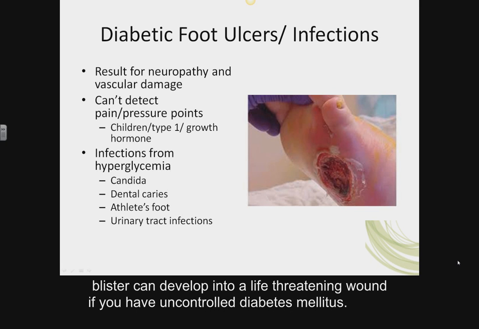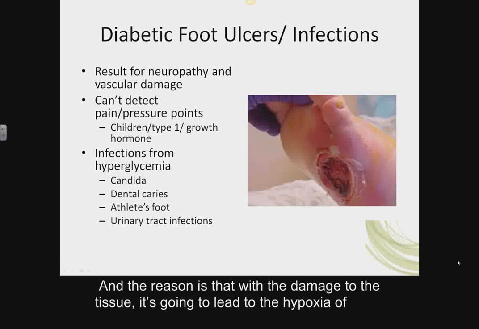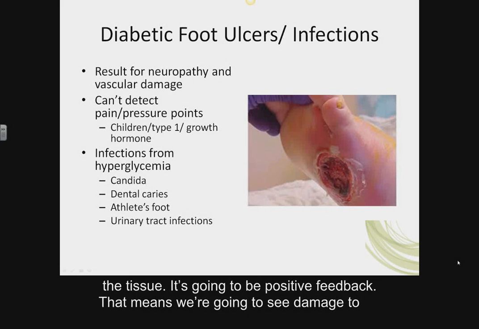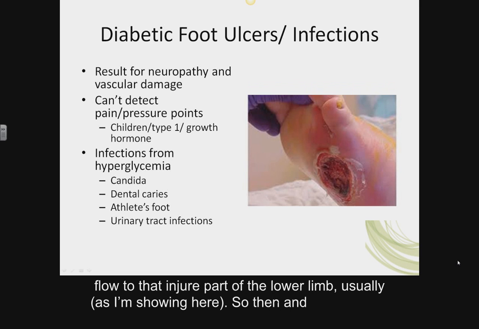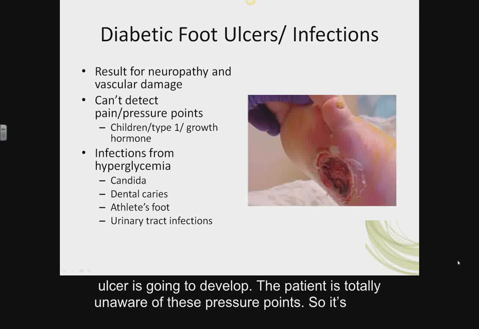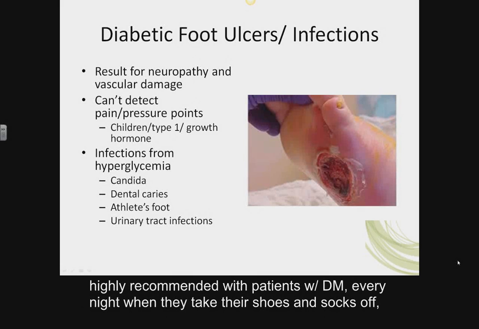And the reason is that with the damage to the tissue, it's going to lead to the hypoxia of the tissue. It's going to be positive feedback. That means we're going to see damage to the vasculature, the microvascular, which is going to exacerbate the whole blood flow to that injured part of the lower limb, usually as I'm showing you here. Then the ulcer is going to develop. The patient is totally unaware of these pressure points. So it's highly recommended with patients with DM every night when they take their shoes and socks off, they should examine their feet with a mirror.